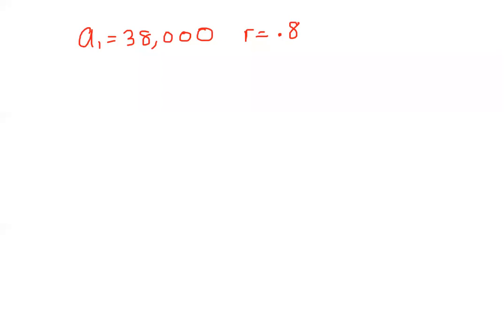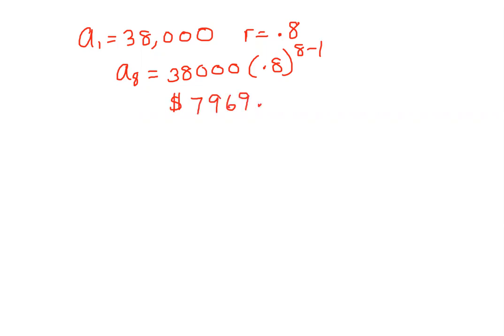So we want to find A8, to see how much it's worth in 8 years. And do this on your calculator, and you should get $7,969.18. Okay, that is the end of geometric sequences. Now the next one is going to be geometric series.